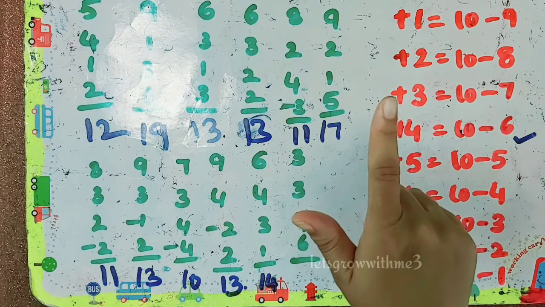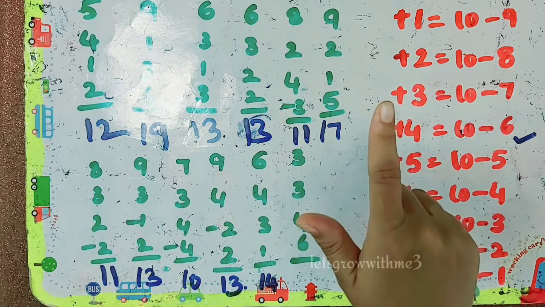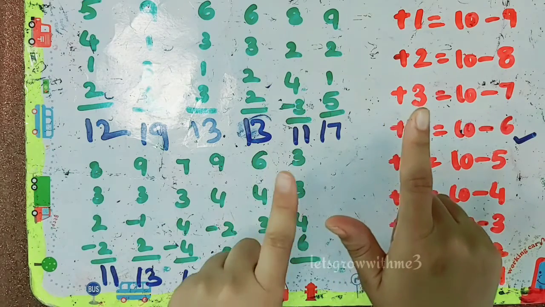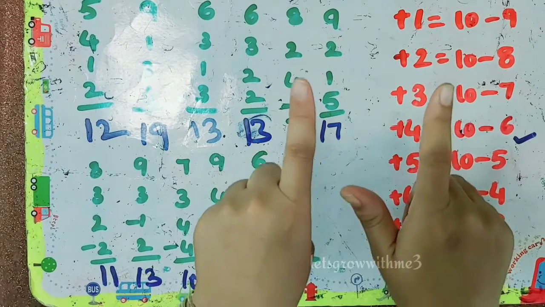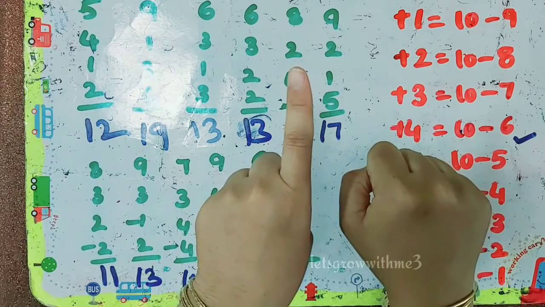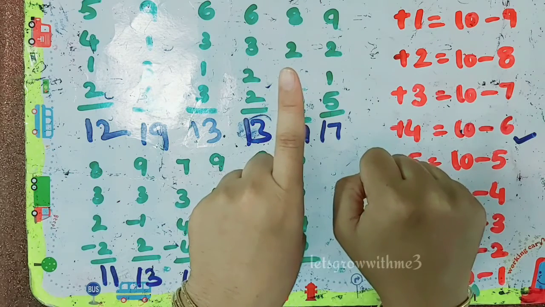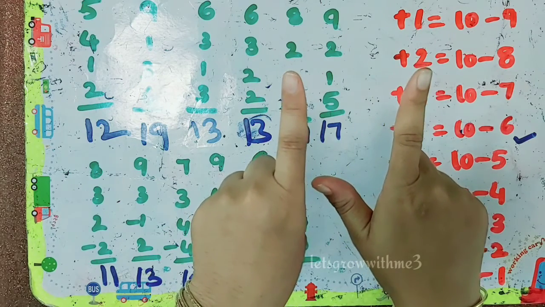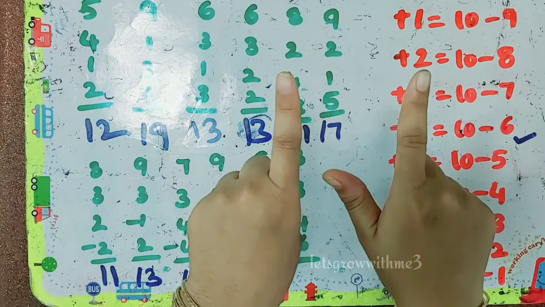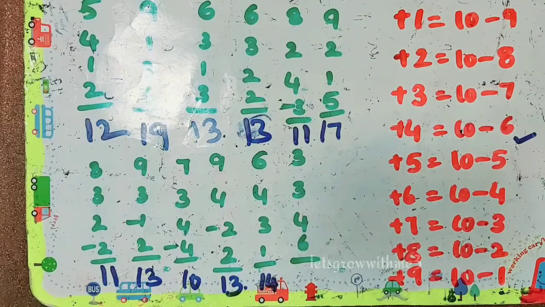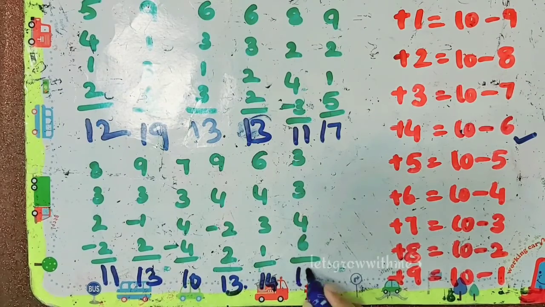Next, add plus 4. So how to add plus 4? We can't use direct and small friend. Then we need to go for the big friend. Plus 10 minus 6. Then again plus 6. Means we need to add 6. So we can do it using the direct method. 6. So the answer is 1, 6, 16. 5 plus 1, 6, right? So 1, 6, 16.